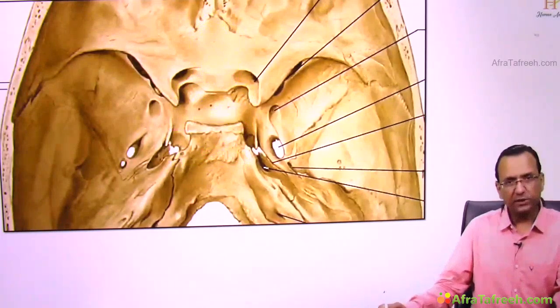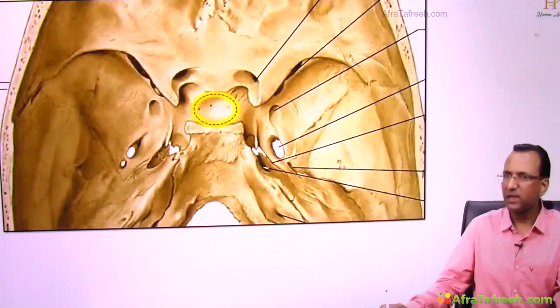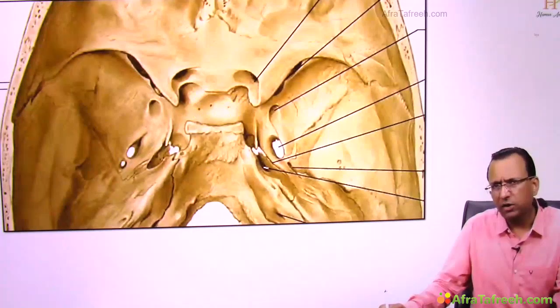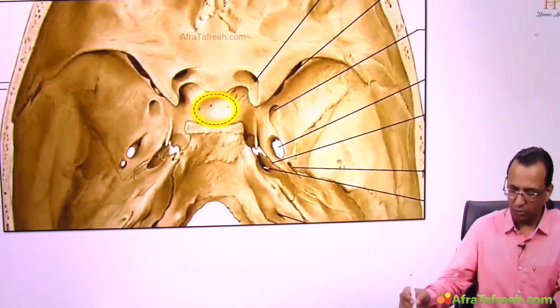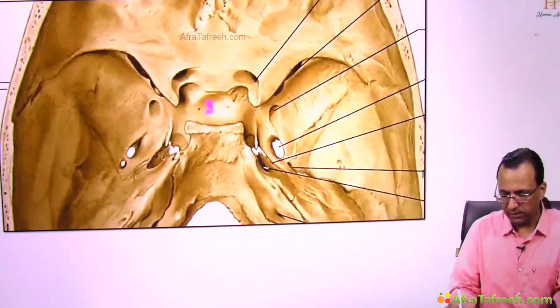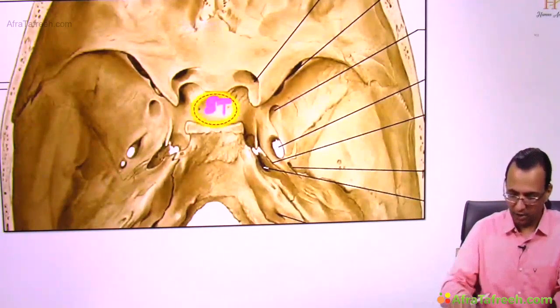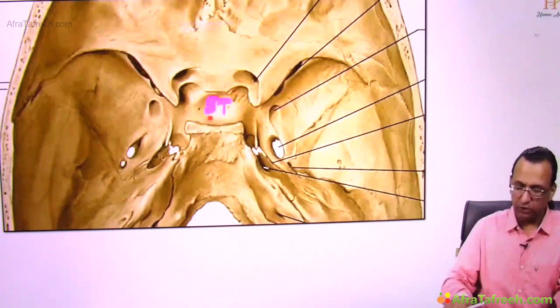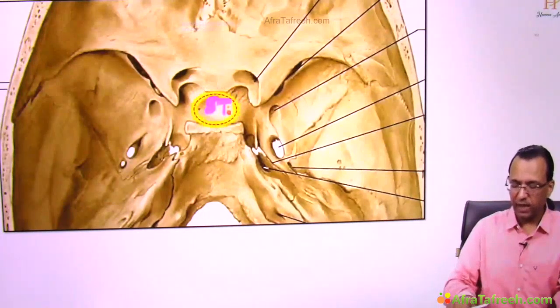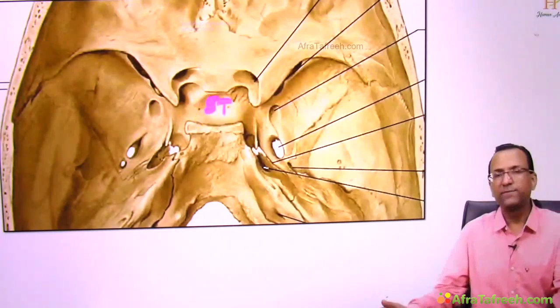Can you tell me what is this? This is the floor of the middle cranial fossa, body of sphenoid. No, that is there. But what is inside there? The pituitary gland. You are talking about the pituitary gland? Yes. Okay, you are talking about the sella turcica now. Remember, the sella turcica is in the body of sphenoid at the floor of the middle cranial fossa to keep the pituitary gland in the midline.